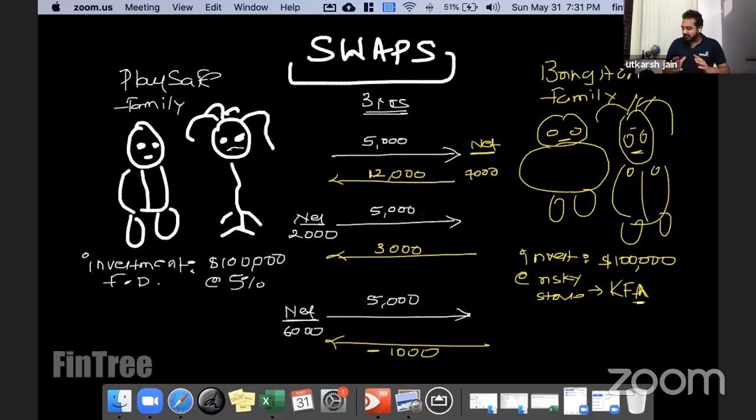So this is a highly simplified, exaggerated version of how swap transactions really work. This 100,000 that you see here is referred to as the notional principal.